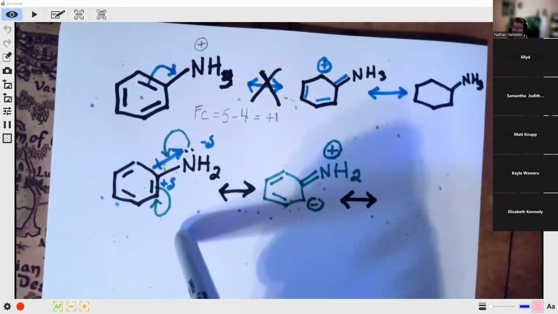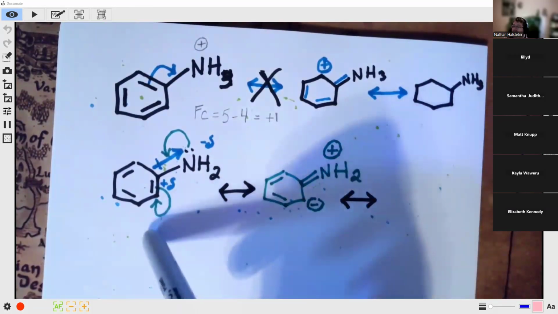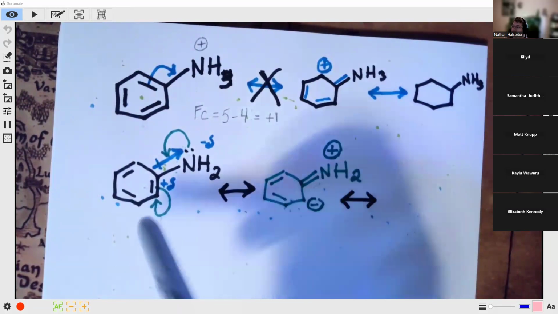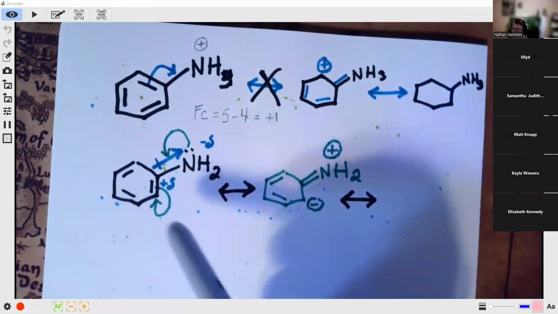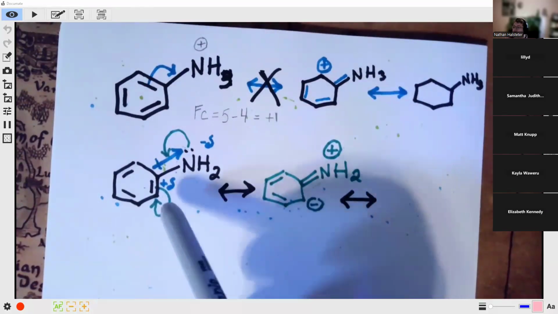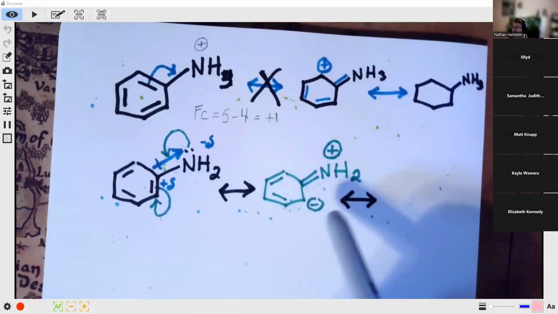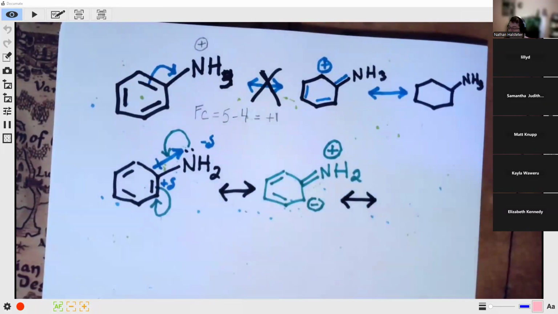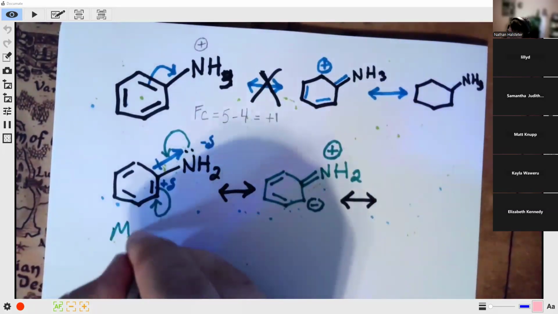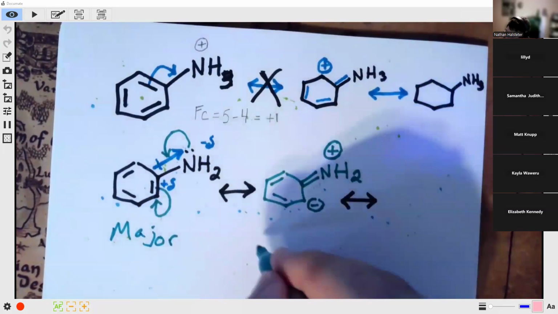But last thing I want to know before I let you guys go is what is our major resonance structure here? 1 or 2? 1. Absolutely. 1 has no overall formal charge, where 2 has charges. Neutral is always more stable, or the major resonance structure over something that has a charge. So this would be our major. This would be our minor.